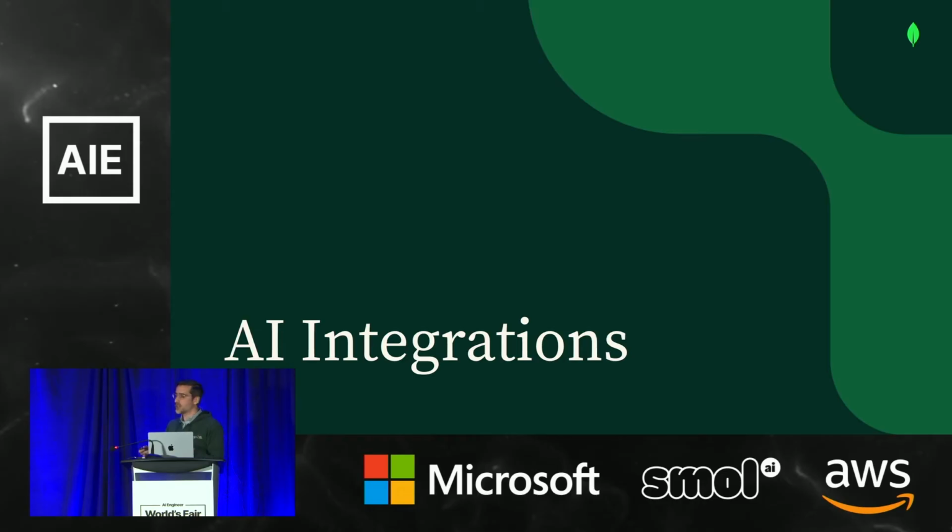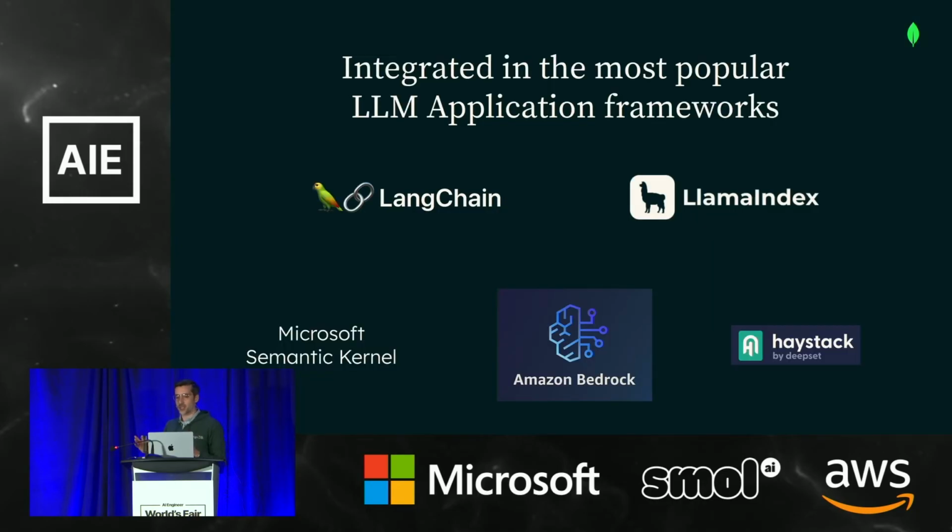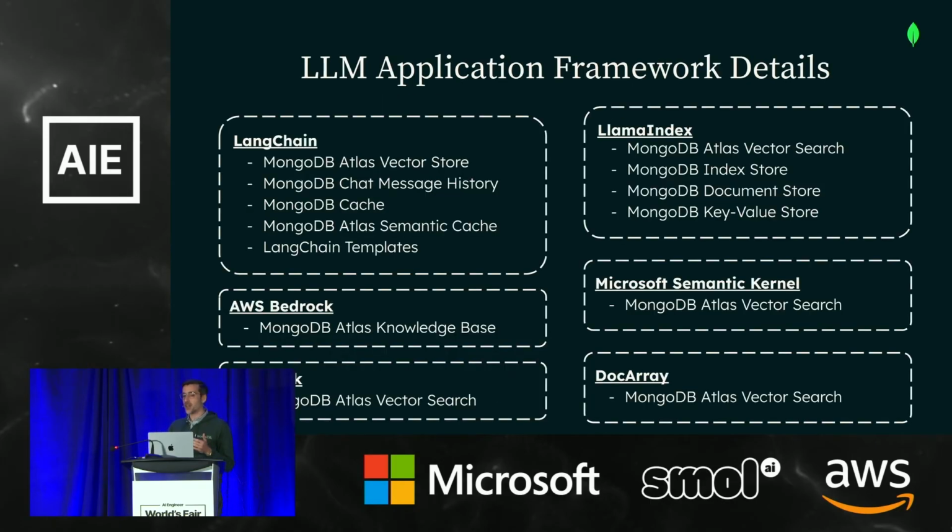But along with this, we've also built several different AI integrations. And so we're integrated into some of the most popular AI frameworks, right? We have integrations inside of Llama Index, LangChain, Microsoft Semantic Kernel, AWS Bedrock, and Haystack. And in each of them, we support quite a few different primitives. And so we have, just to name a few, inside of LangChain, we have vector store, but you can also have a chat message history abstraction inside of LangChain.